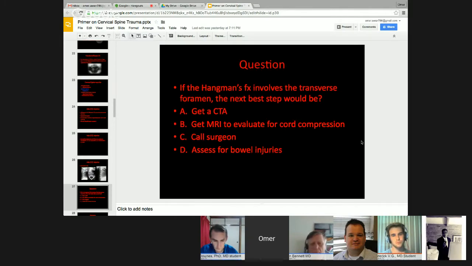So this is just a question. If a hangman's fracture involves a transverse foramen, what would the next best step be clinically? Should we get a CTA? Should we get an MRI to evaluate for cord compression? Should we call a surgeon? Or should we assess for bowel injuries?